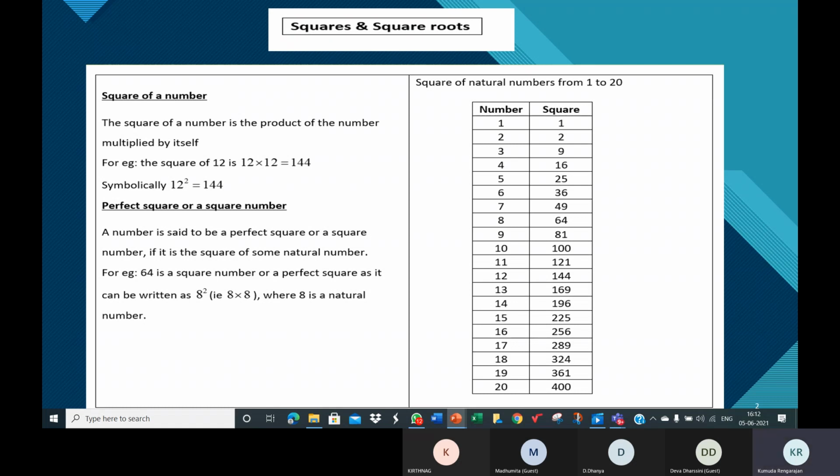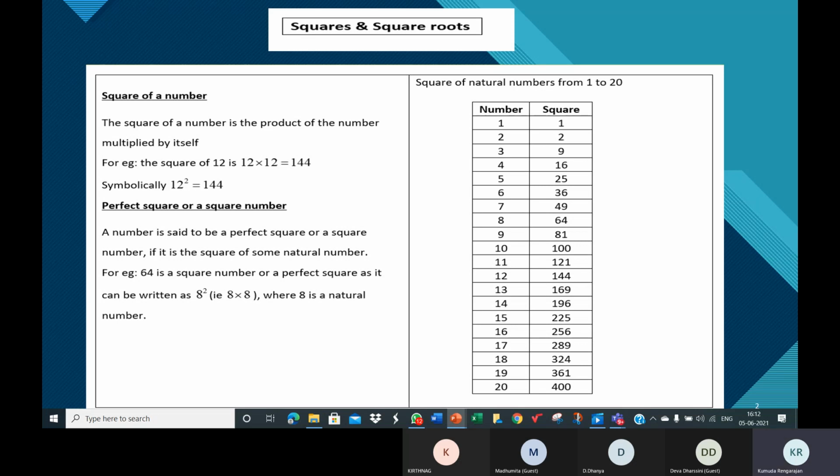What is the square of 6, children? 36. So the square of 6 means 6 into 6, which is 36. What is the square of 10? 100. The square of 10 means 10 multiplied with itself, 10 into 10, 100.